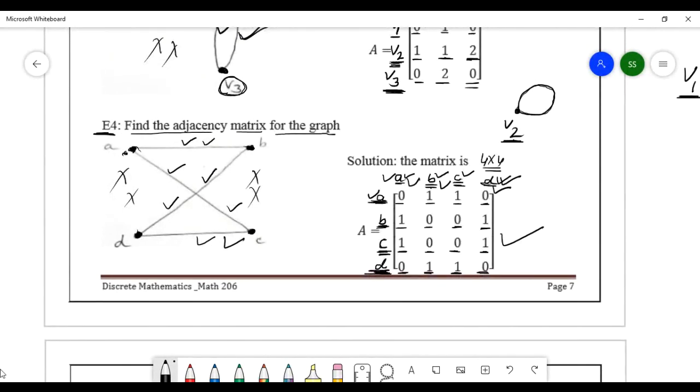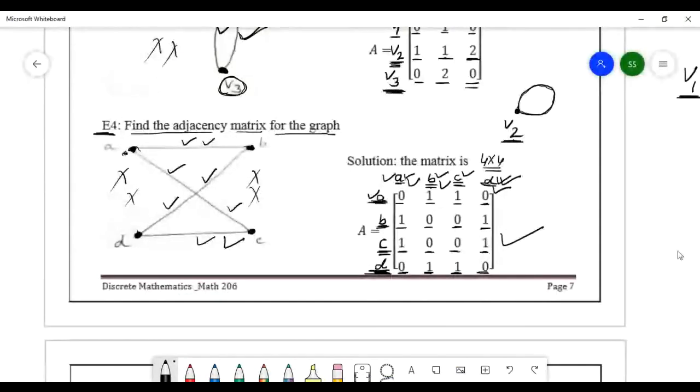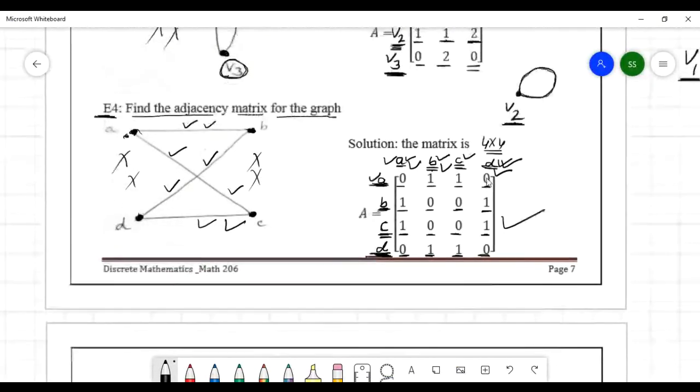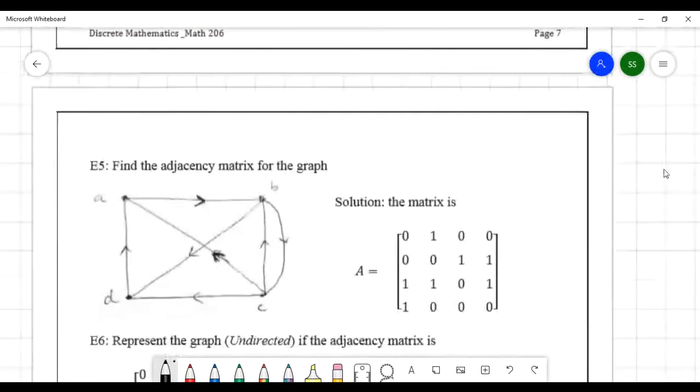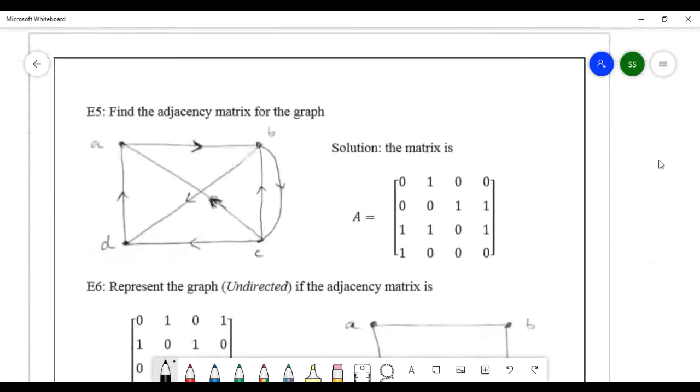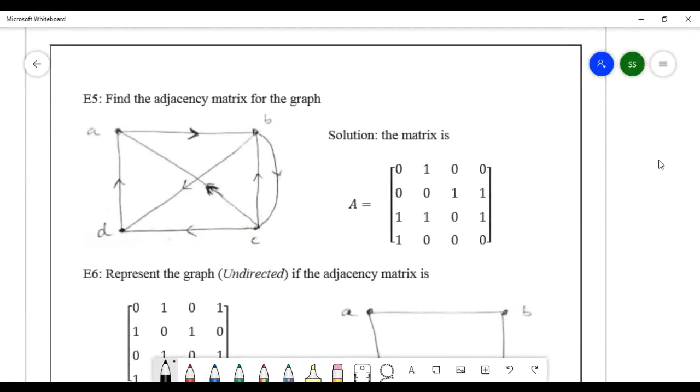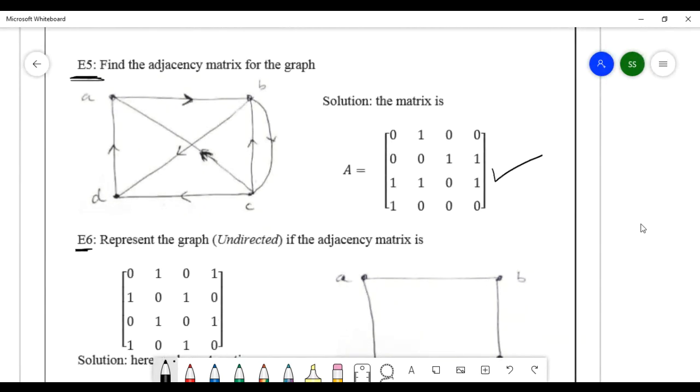Okay. So this is about the adjacency matrix, right? So there are many graphs you can write here. Write the adjacency matrix for this example and this example. Okay. You write the adjacency matrix for this. You can write this one. Okay. So today I will stop here.